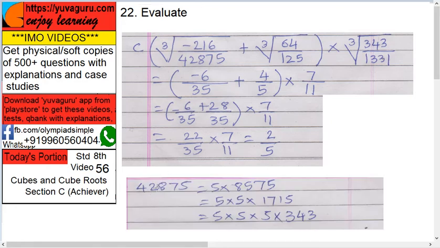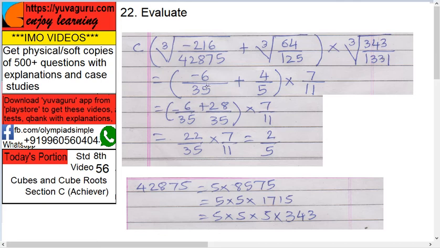Okay, see the cube root of 42,875. So 5 into 8575. Five into 1715. Five into 343. Now 343 is the cube of what? 7. So cube root means this will be 5 and this will be 7. 7 fives are 35. That is the answer.